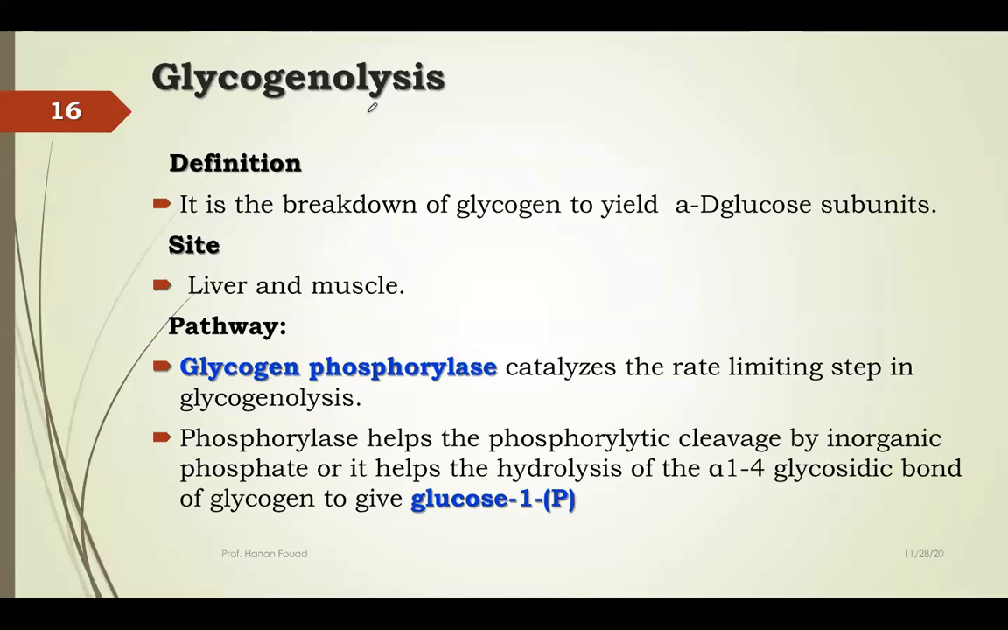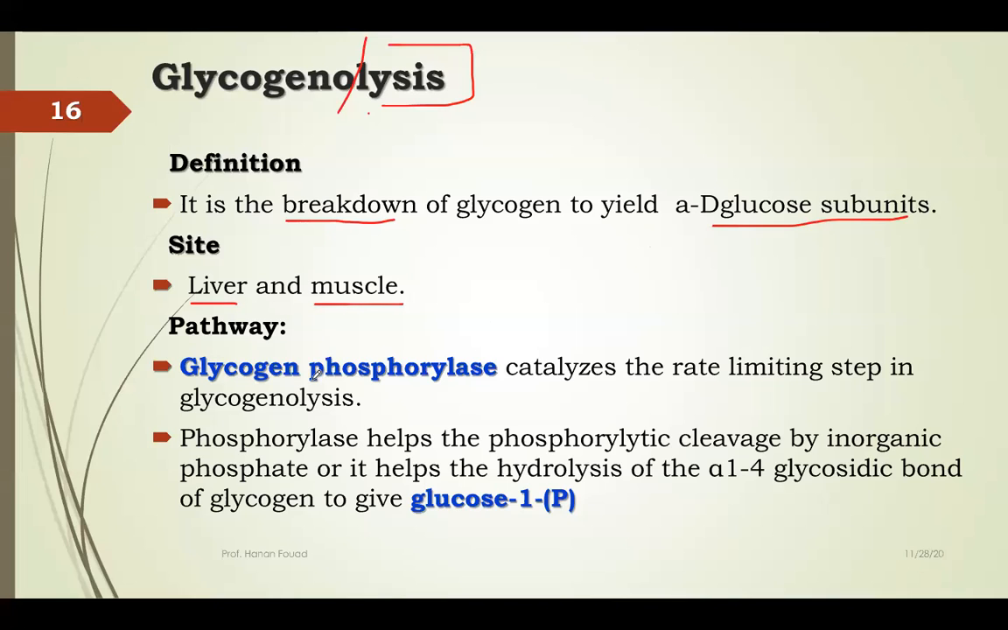I think it's better to begin glycogenolysis in the next session. Glycogenolysis, lysis means breakdown: breakdown of glycogen. Why should I break down glycogen? To get glucose. When does this occur? During fasting of less than 18 hours. During Ramadan, Muslims stop eating for about 16, 17 or 18 hours. So glycogen is broken down to give blood glucose, and this occurs in the liver and muscle.